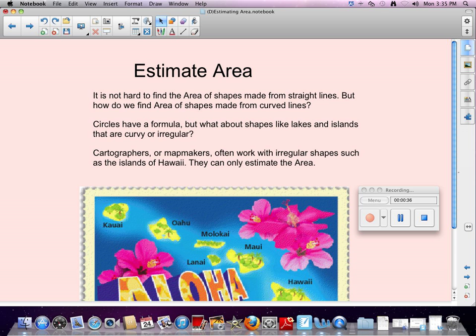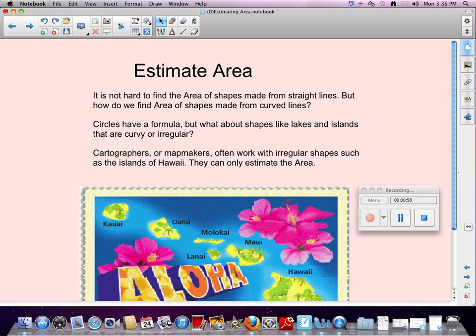It is not hard to find the area of shapes made from straight lines. But how do we find the area of shapes made from curved lines? We looked at the same graphic when we did perimeter. Circles have formulas, but what about shapes like lakes and islands that are curvy or irregular? Cartographers, or mapmakers, often work with irregular shapes, such as the islands of Hawaii. They can only estimate the area.